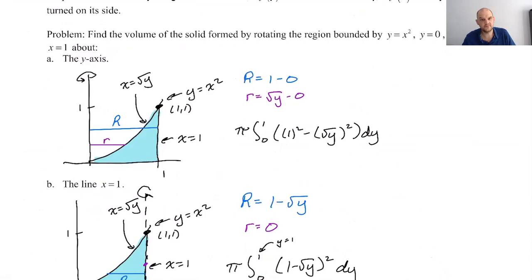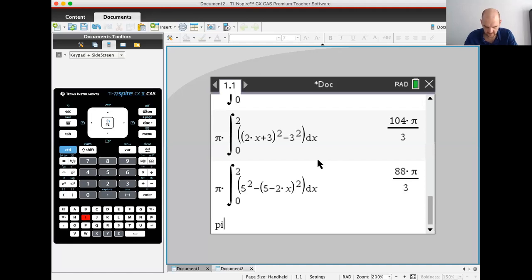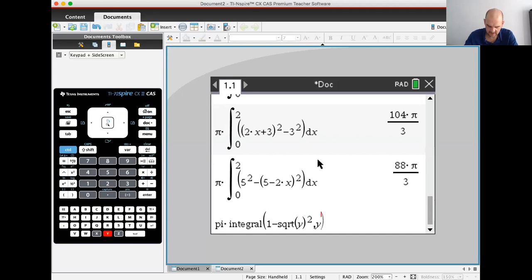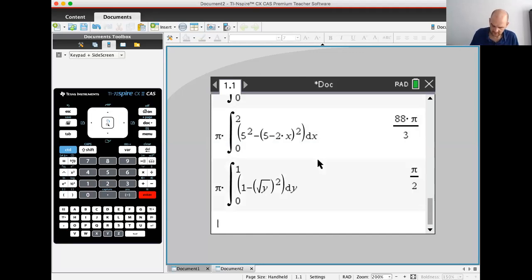All right. I'm going to knock them out on the calculator, write in the answers by hand. But if you're confident in your calculator skills, you can get out of here. I'm just going to punch them in, see what we get. Pi times integral 1 minus the square root of y squared, dy from 0 to 1. Pi over 2 is the first one. So that was A, I think.